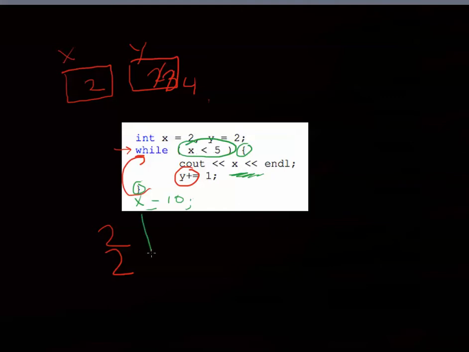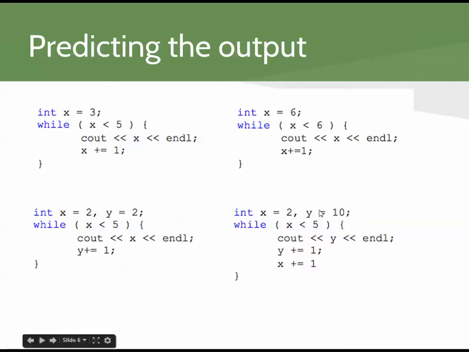So this is just going to keep going and going and going, and we'll have an infinite loop. Now that's not to say that anytime you've got two variables you're going to have an infinite loop. It's just to say that you need to be careful about it. So we can switch back over and look at the other example over here.